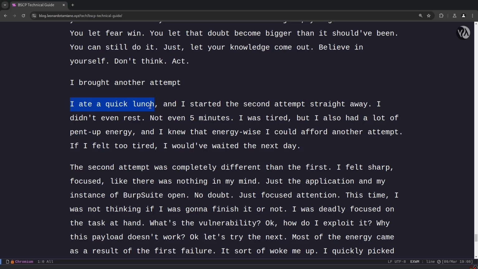So I did the 4 hours. At that point it was around 2, 3. I ate, and then at 4 I started the new exam, essentially. So I started the second attempt straight away. I didn't even rest, not even 5 minutes.